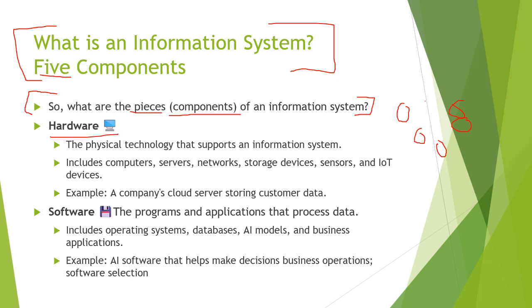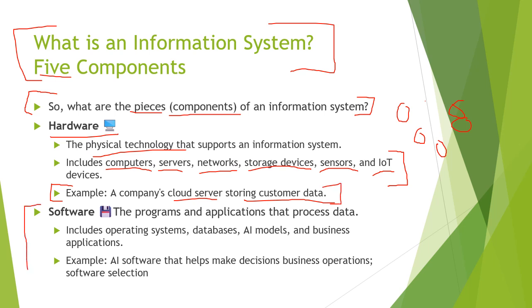The first component is hardware. This is the actual physical technology that supports everything. This includes things like computers, servers, the networks behind the scenes, the actual storage devices, potentially sensors, and Internet of Things devices, the actual physical stuff that allows you to collect and store the data. For example, a company will use a cloud server that actually stores customer data, and that would be an example of the hardware.